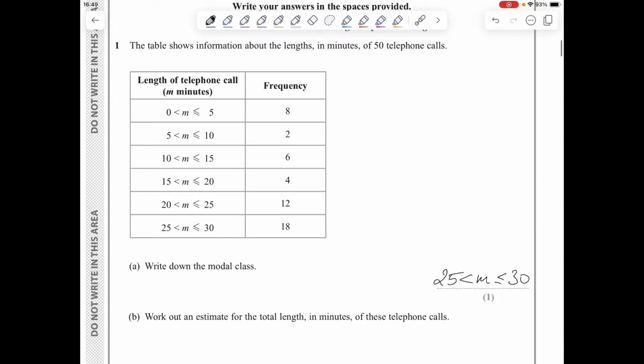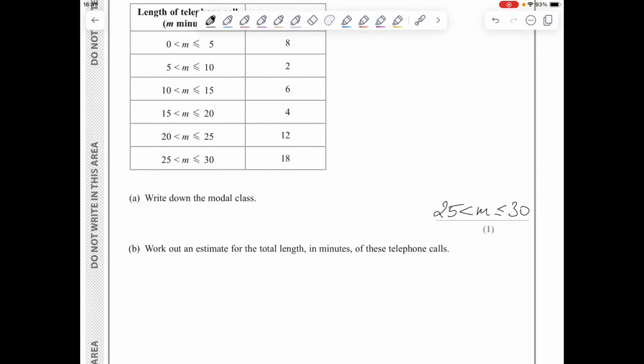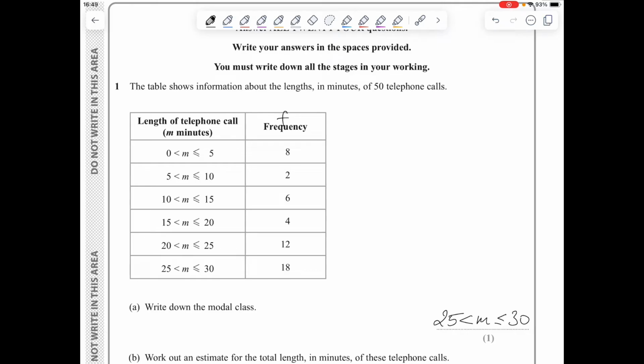For part B, I'll need to work out the total length in minutes. Now the total can also be thought of as sigma fx. That's the numerator of the mean formula. Sigma stands for the sum. Now fx is the product of the frequencies, which is this column here, times the length.